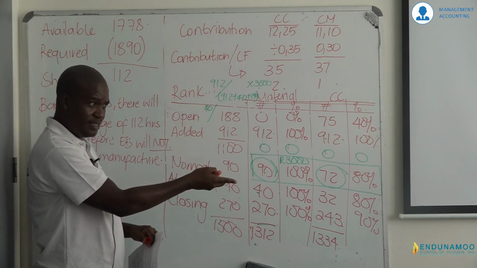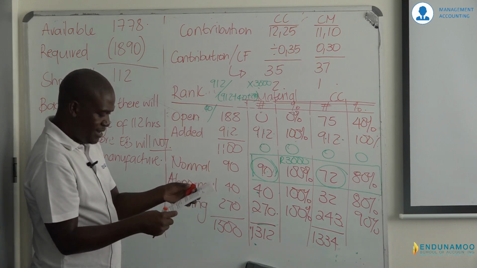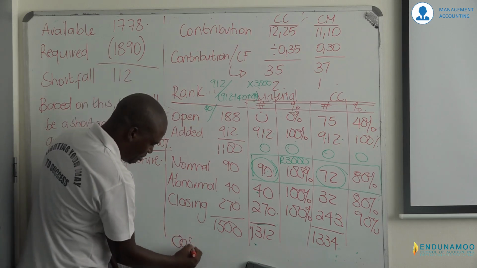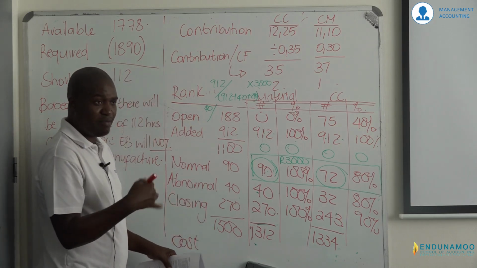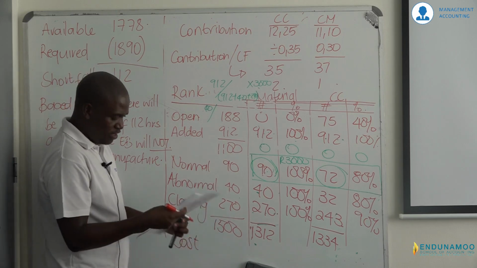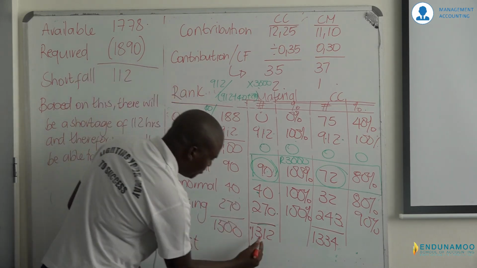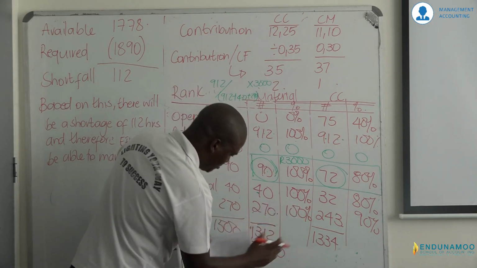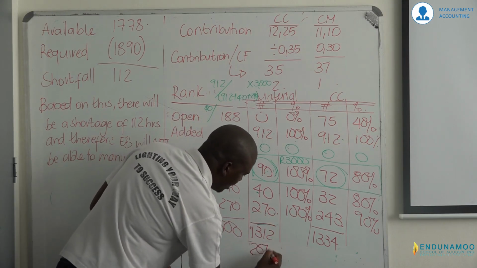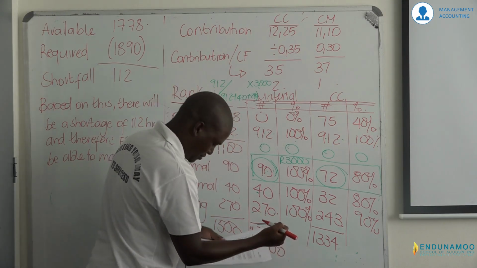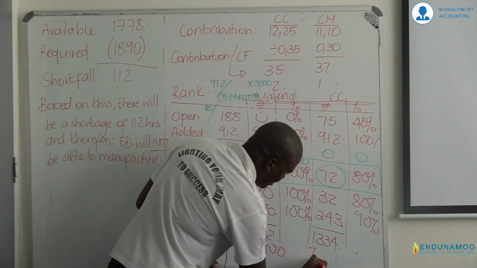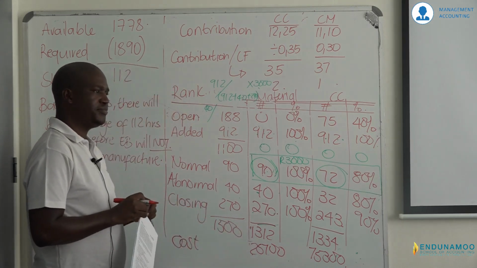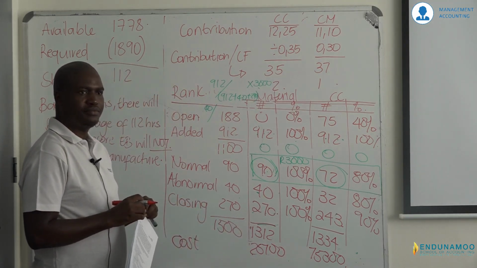Then we go to C. C says give us the equivalent cost per unit. Remember that we are using first in, first out, so we only care about the cost for the current period. So the cost for the current period is 25,100 for material, and altogether 75,300.